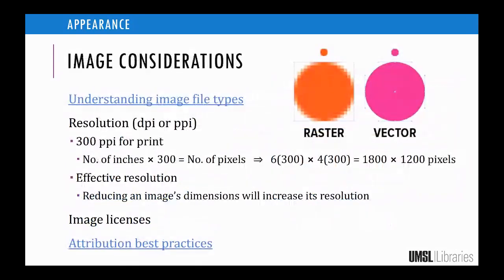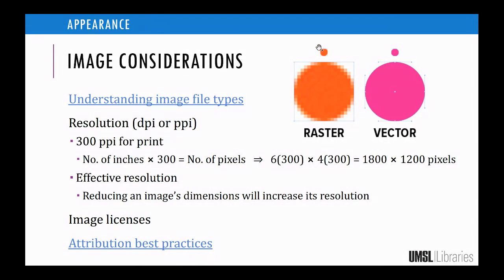So, your image considerations. Images can be either raster or vector. Raster images have the extensions JPEG, PNG, GIF, and TIFF. These are created using pixels and cannot be dramatically enlarged without looking more and more pixelated.